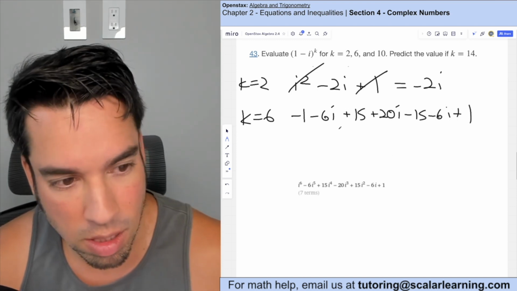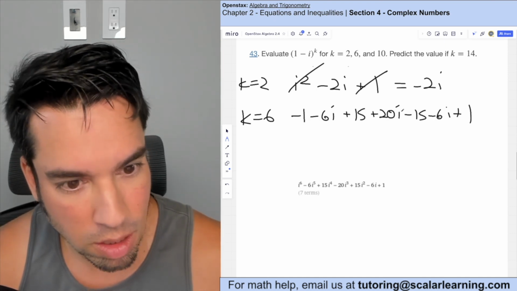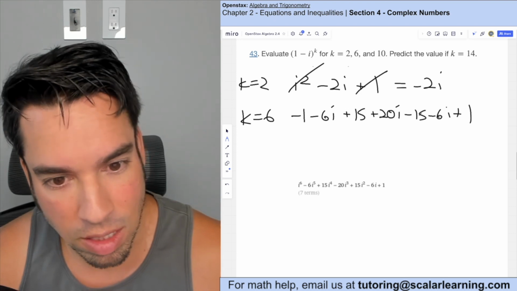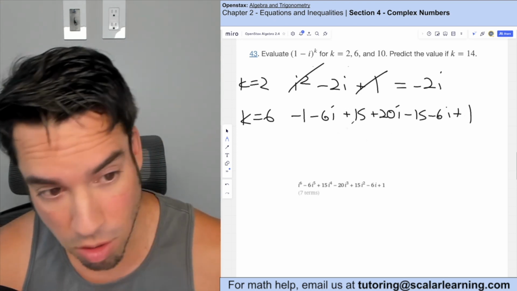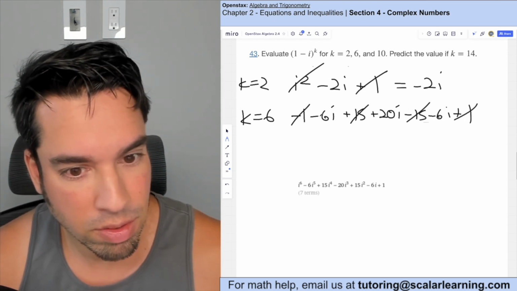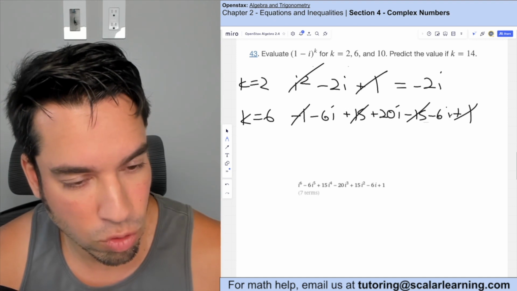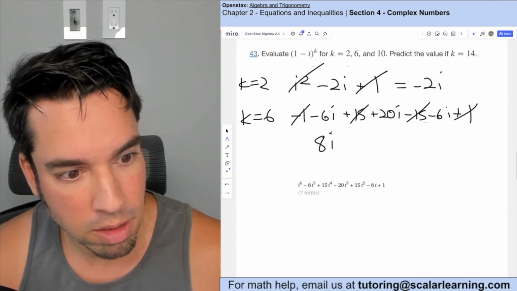So we'll combine all the like terms. We got negative 1, plus 1, and negative 15 plus 15. So these all just cancel out, it looks like. And then we got negative 6i, that's negative 12i, plus 20i, which is 8i.